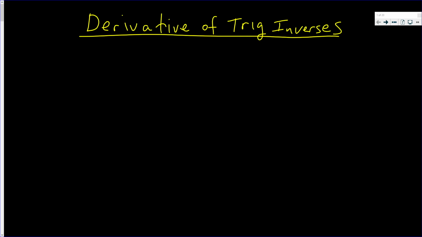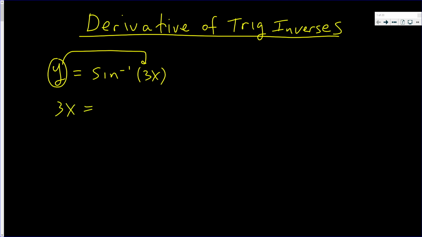In this video, I'm going to talk about how to take the derivative of trig inverse functions. I hate memorizing rules, so I think it's best to just do these by definition. Y equals the sine inverse of 3x, and we want the derivative. So if we interchange these two arguments, then we can drop the inverse.